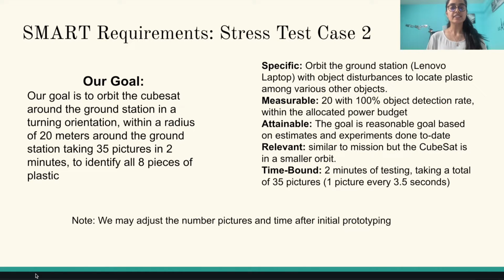In our second test case, our goal is to orbit the CubeSat around the ground station in a turning orientation within a radius of 20 meters around the ground station, taking 35 pictures in 2 minutes to identify all 8 pieces of plastic. The difference between our two test cases is that the second test case has the objective of orbiting around a greater radius, identifying a higher number of plastics with a 100% detection rate, and having a constant turning orientation. The time bound, though, will remain the same of taking around 35 pictures in 2 minutes. We may adjust the number of pictures and time after initial prototyping.